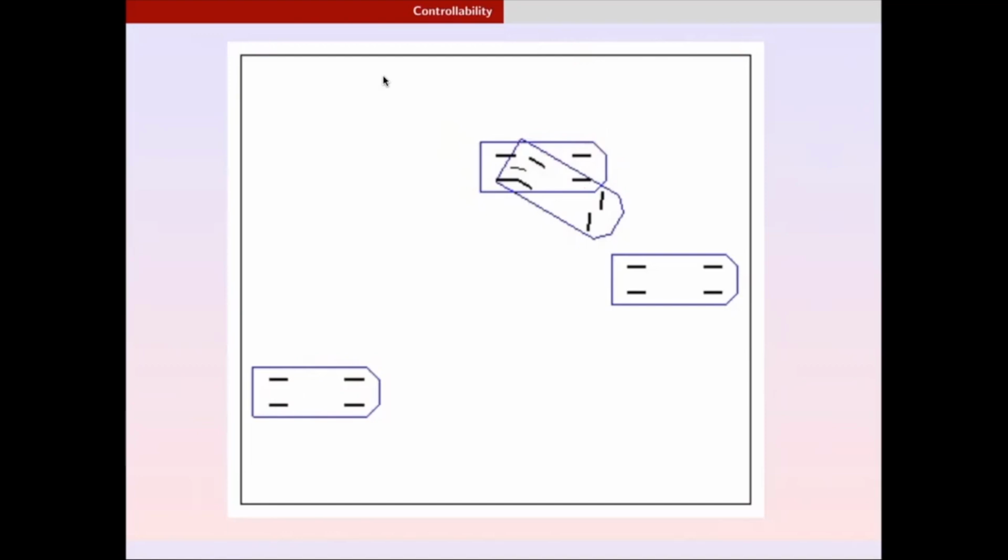How do you do it? Well, you will do something like this. You first move forward, and then you come backwards. Okay?